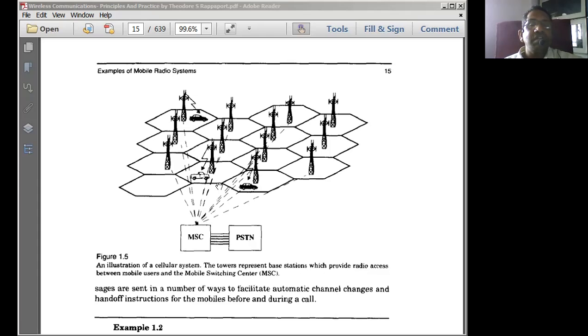Now, what is the base station actually doing? The base stations provide access between the mobile users and the mobile switching center. This MSC is known as the mobile switching center. This base station is providing access between the mobile user, the car here, and the MSC. Who is providing the interface? This base station is providing the interface between these two. That means this mobile unit is normally going to communicate to the MSC via the base station.